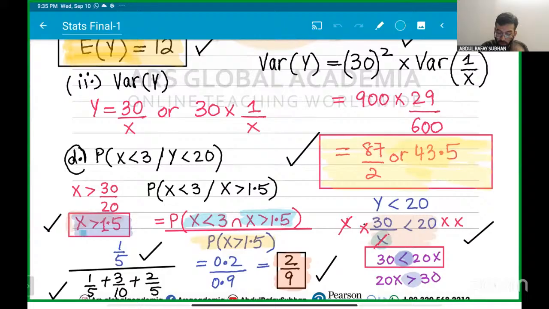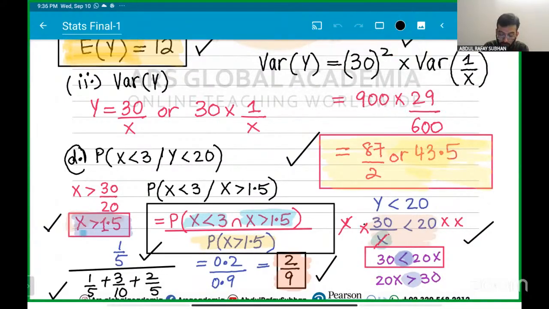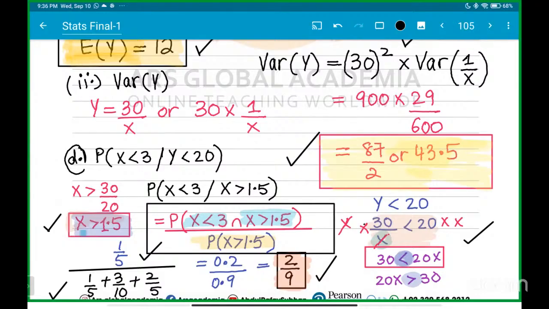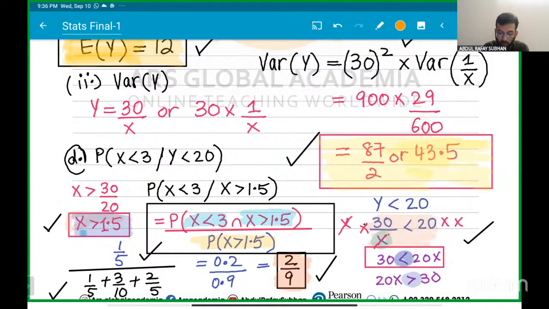This is conditional. You're talking about this one, right? This rectangle. Yeah. It's basically the formula of conditional probability. It's the formula of conditional probability that the probability of x is less than 3 given x greater than 1.5. That's the formula of conditional probability. Understanding?